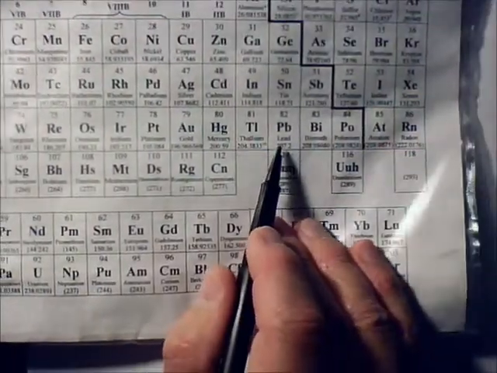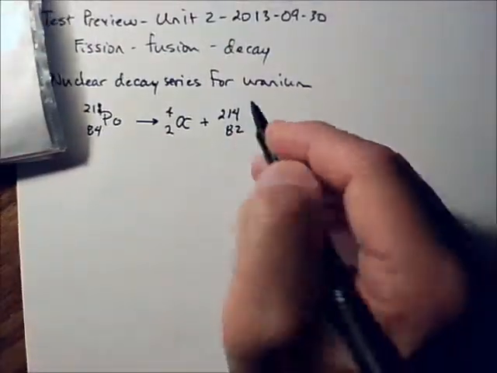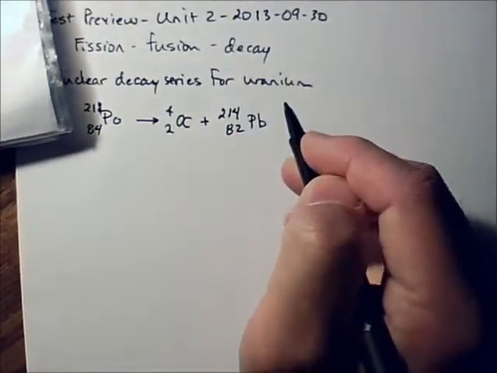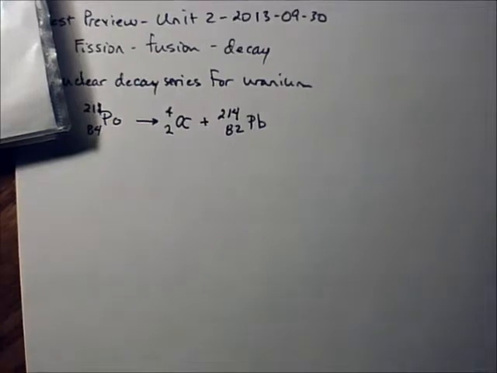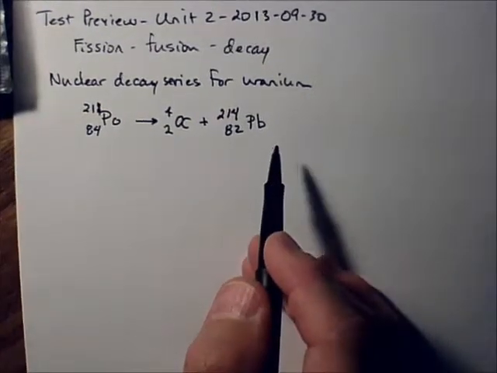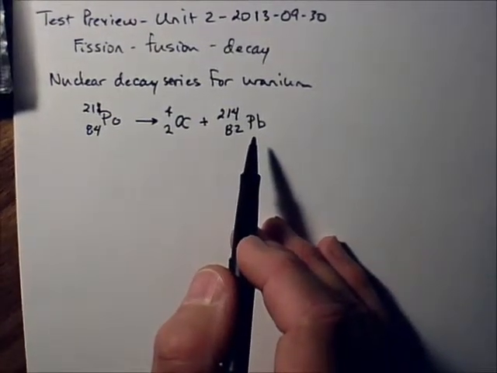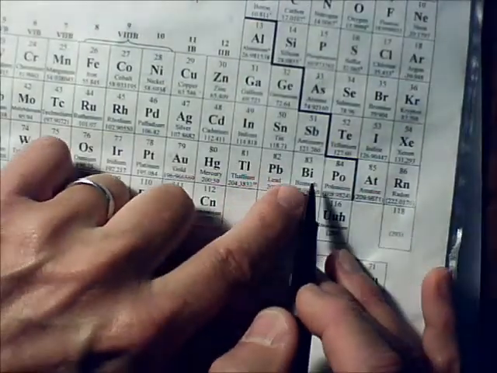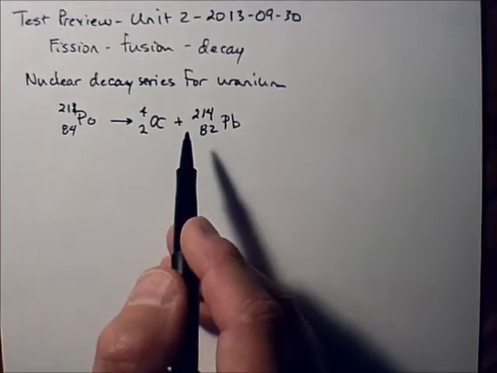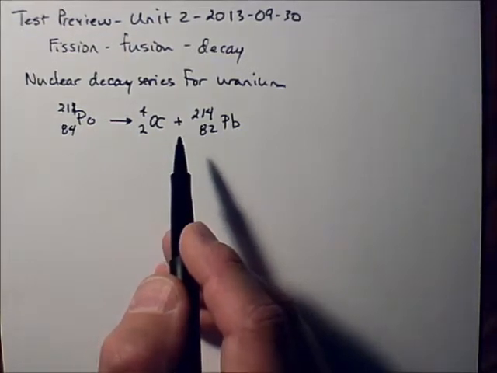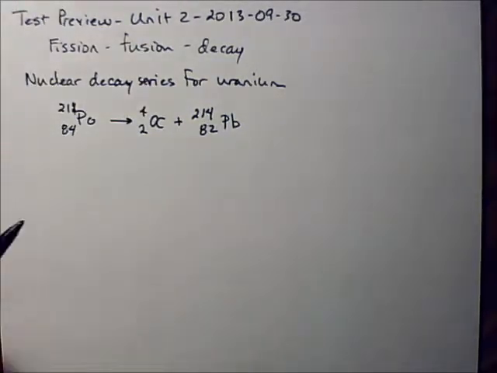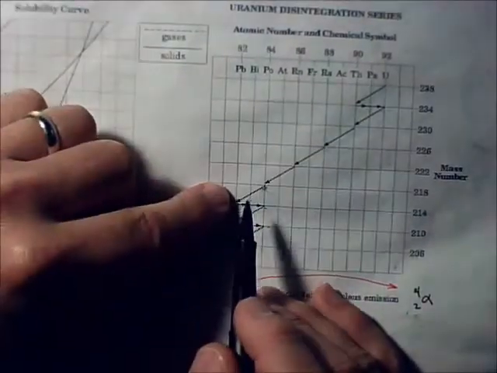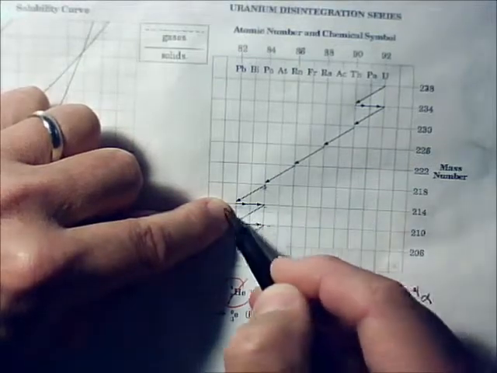Okay, element 82 is lead. So this is Pb, lead 214. Now lead 214, or let's just say lead in general, does have some stable isotopes, because all the elements up to 83 have some stable isotopes. Lead-214 is not one of those stable isotopes. It's one of the unstable isotopes of lead. And you know that from this decay series, because when you read the chart, this is lead-214.